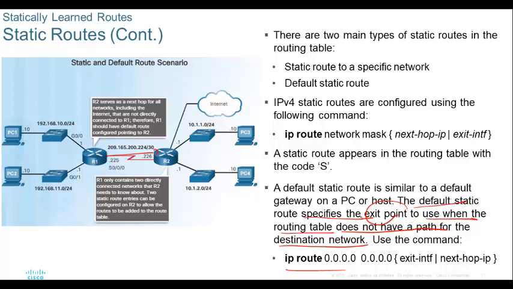When you write a static route, it will be S. When you write a default route, it will be S star. What does star mean? Default. Did you understand what I'm saying?